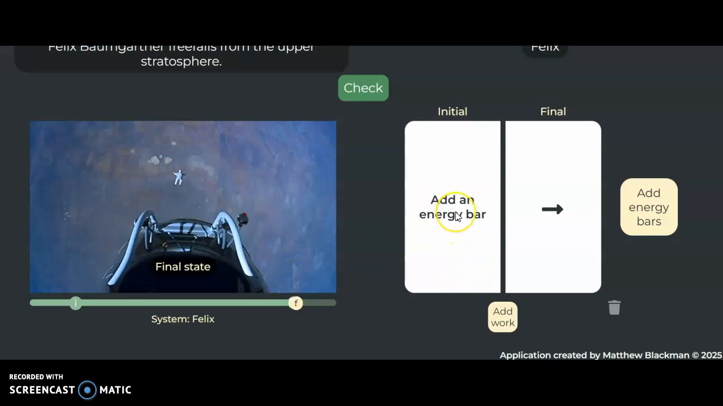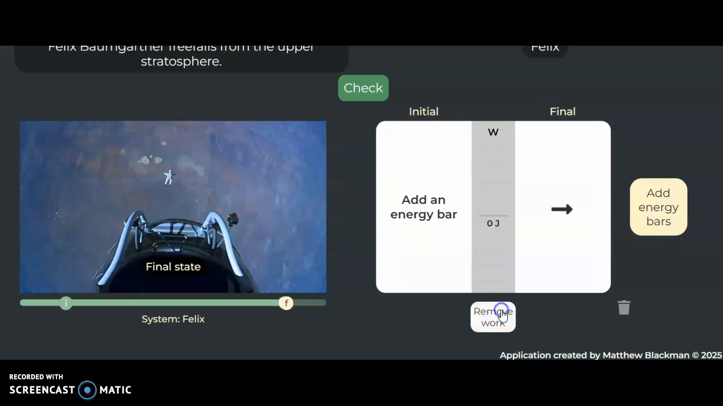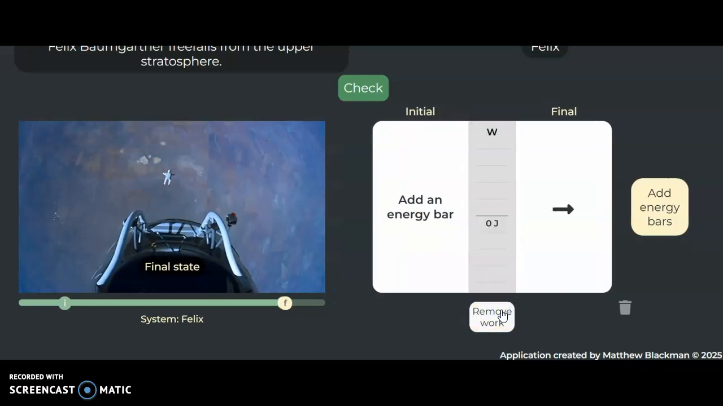Instead, at the beginning, he has really no energy. He's not moving. But what happens is the Earth is outside the system, so the Earth does work. And he is going to fall down, and the Earth is pulling down, and therefore the work is actually positive.